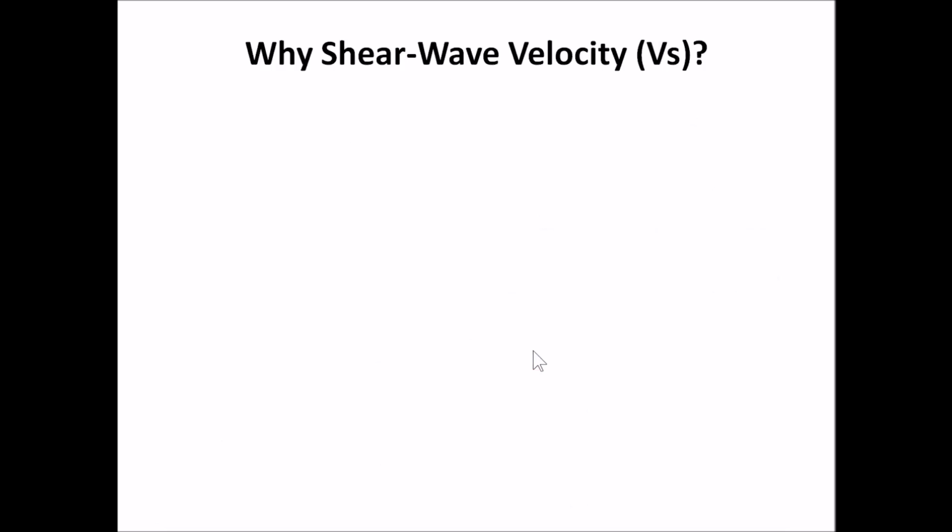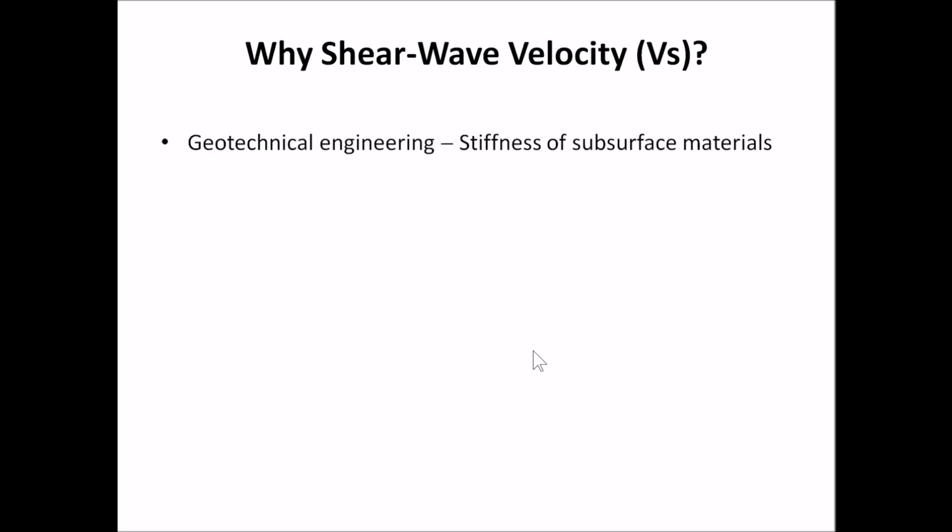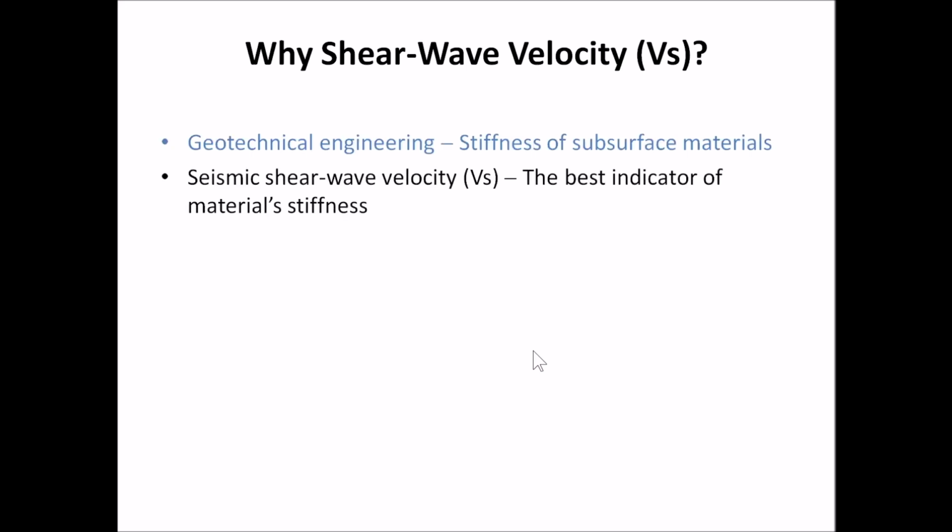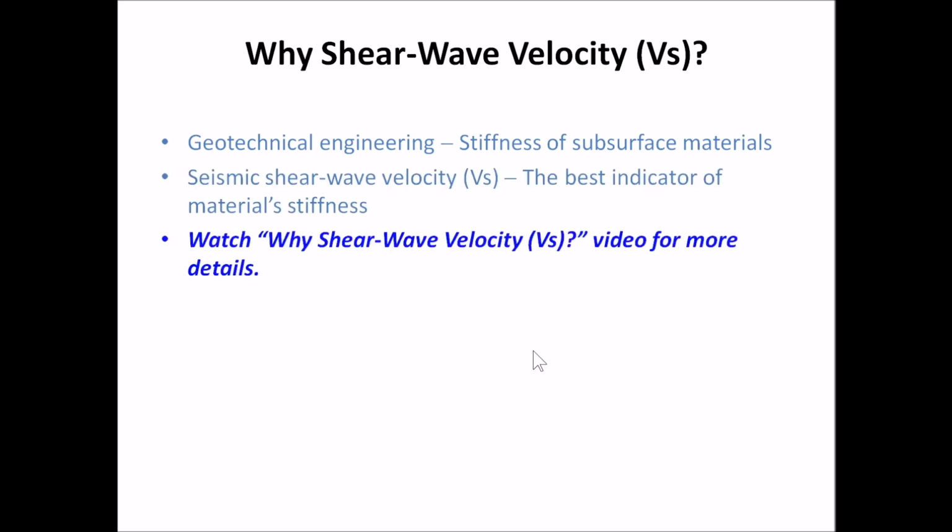Now, why are we dealing with the shear wave velocity? In other words, why is it so important? That is because when it comes to geotechnical engineering, the stiffness of subsurface material is the most important parameter. And then from an elastic theory perspective, the seismic shear wave velocity is considered the best indicator of material's stiffness. For more details, please watch the Why Shear Wave Velocity video.